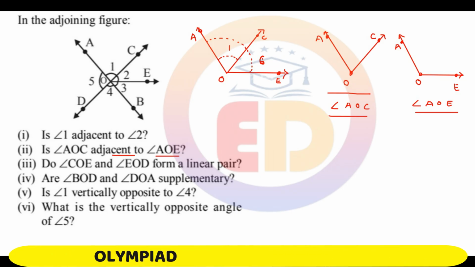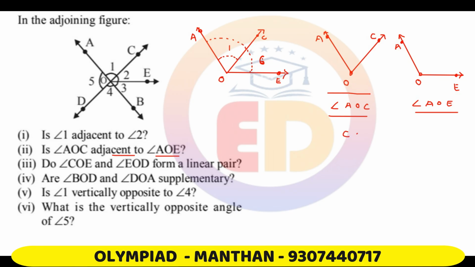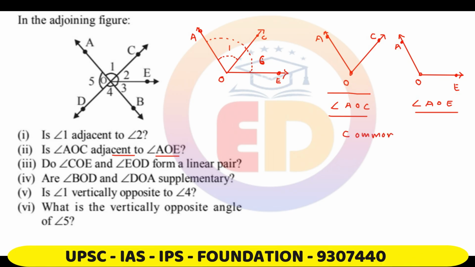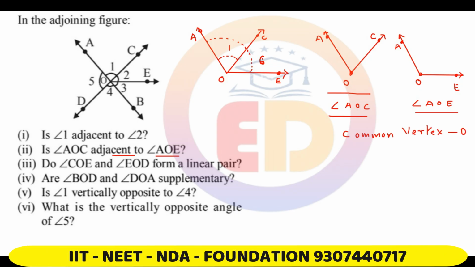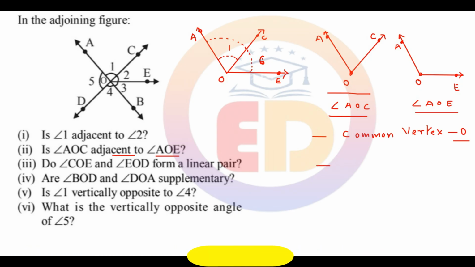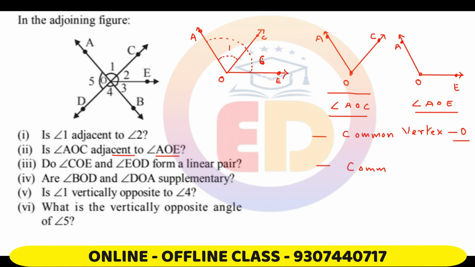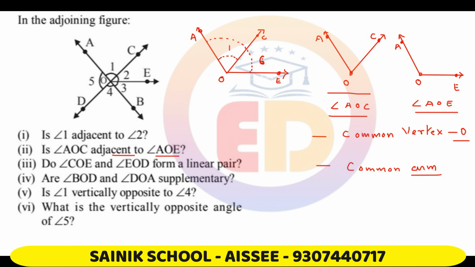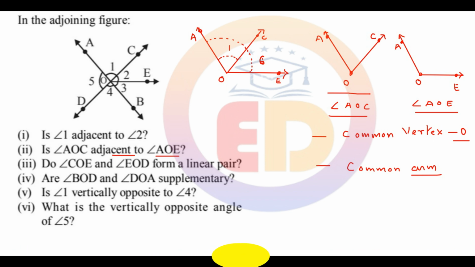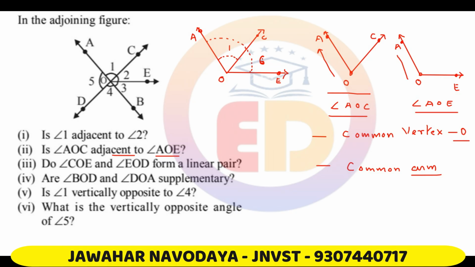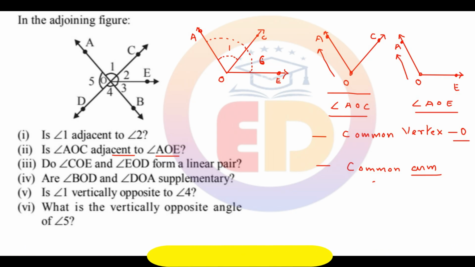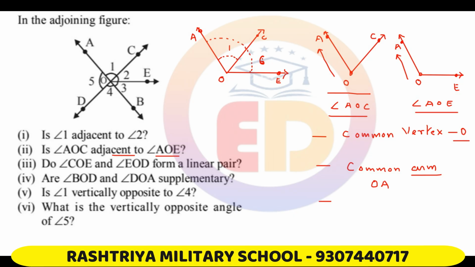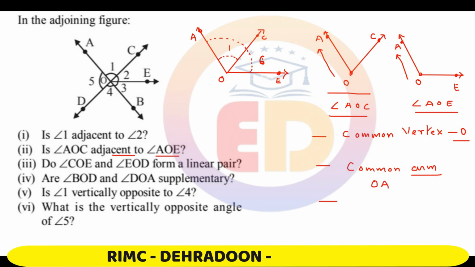Because for being adjacent angles, first they should have a common vertex, which they do. इनका common vertex तो है, so O is the common vertex for both. They should have a common arm. Both the angles AOE and AOC have a common arm which is OA. OA दोनों के लिए common है, दोनों angles में OA arm है, so they have a common arm also which is OA. But the third condition, the other arm should be in the opposite side. That condition is not meeting.